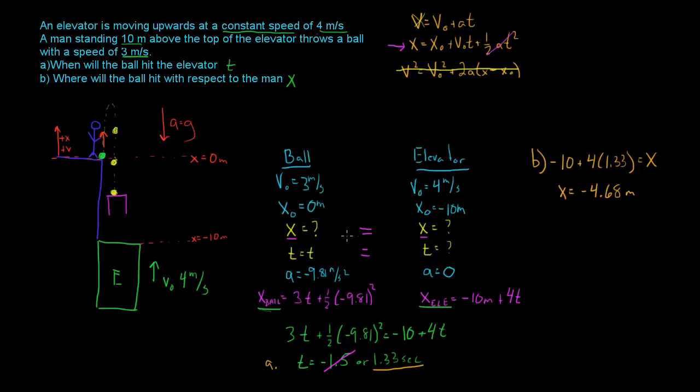And what is this saying? This is saying that the ball and the elevator will hit at a distance 4.68 meters below where the man is standing. So this happens below the man. And it's a negative sign because we've said our 0 coordinate is right where the man is standing. If it had been a positive 4.68 meters, it would have meant that the elevator and the ball collided above where the man was standing. But since it is a negative sign, it's below where he's standing.